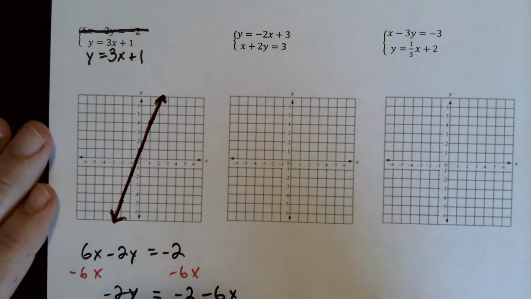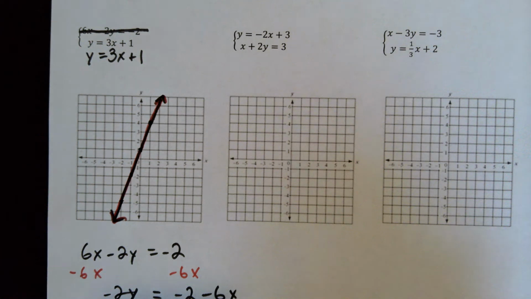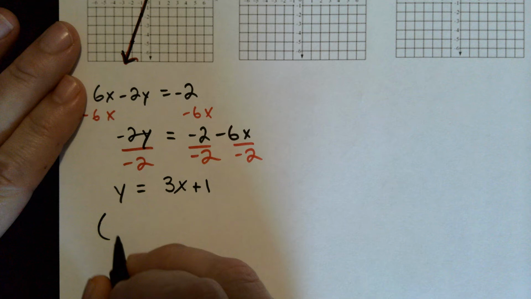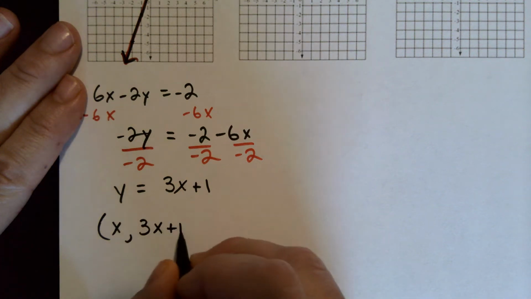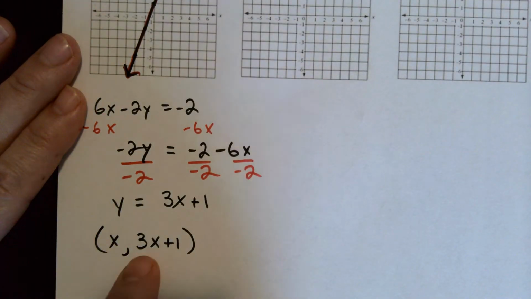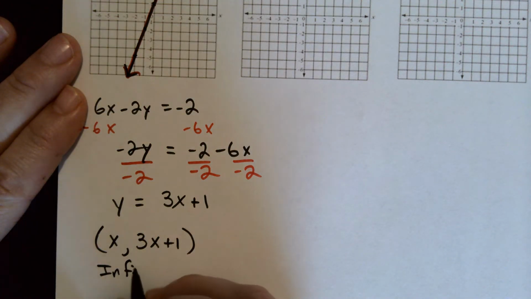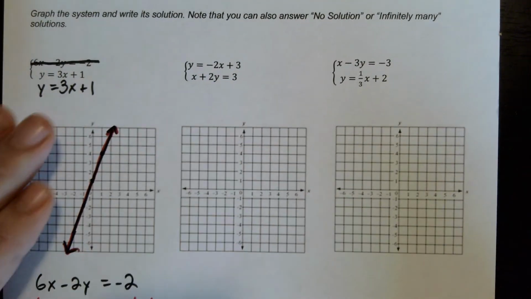If you want to get it where you can plug in a solution, or if you want to get it written in a different way when it's infinitely many solutions, you can write it this way as a point. You've got x, comma, and then 3x plus 1. Okay, because that's what y is equal to always. If you have x, then y is always going to be equal to 3x plus 1. Okay, but either way, this is infinite solutions. Same line.